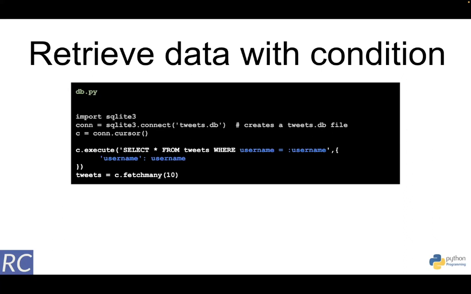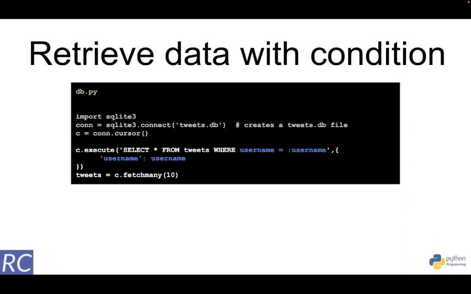So this is called filtering or retrieving data using conditions. And again, c.fetchMany or cursor.fetchMany will return, as you can see, 10 items, 10 tweets where the username matches the username.